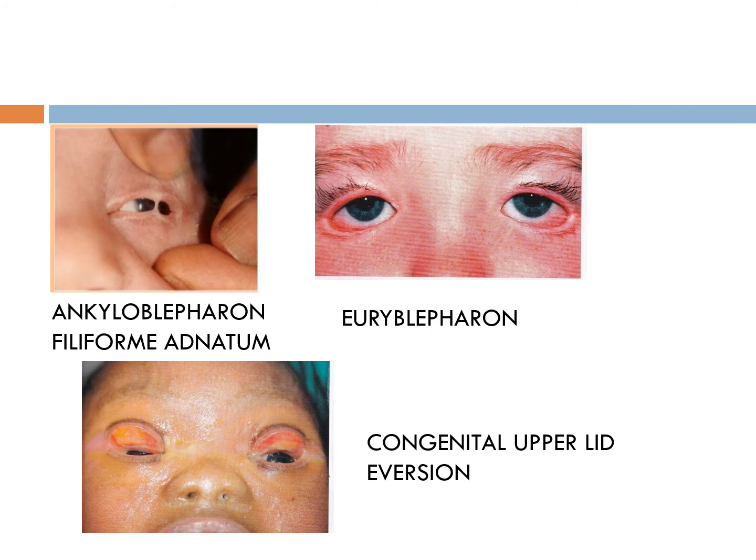Next is ankyloblepharon. The upper and lower lid are joined by a thin tag, and treatment is transection of the tag.